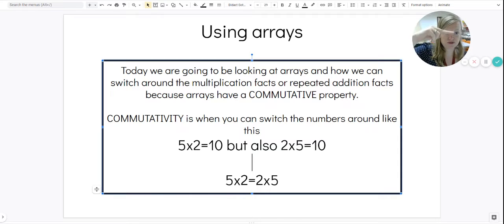So you'd have 2, 2, 2, 2, 2. But adding them all up gives us 10. In our second array, we would have 2 rows of 5. And those added up or multiplied would give us 10. So the arrays would be drawn differently, but the answer is the same. All right, let's move on.